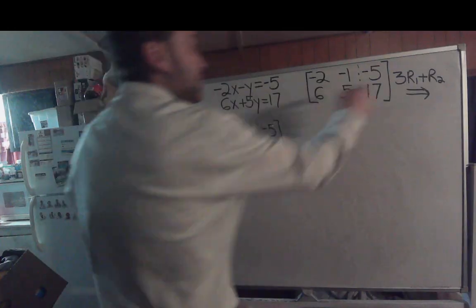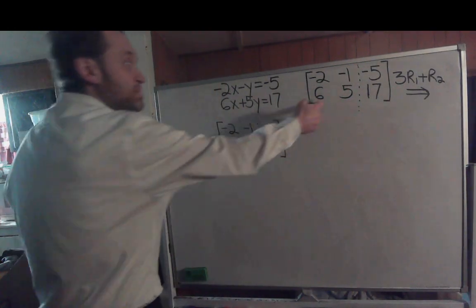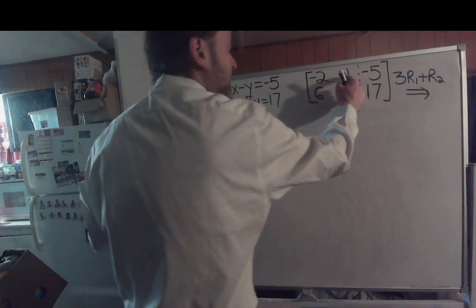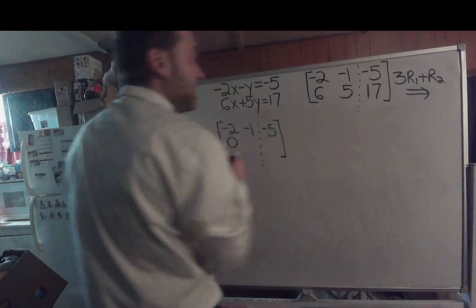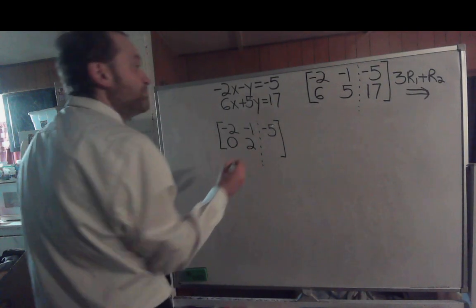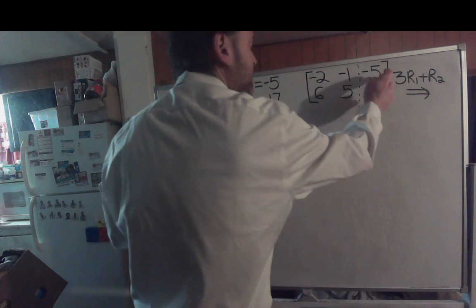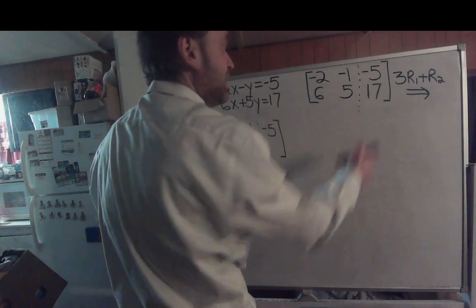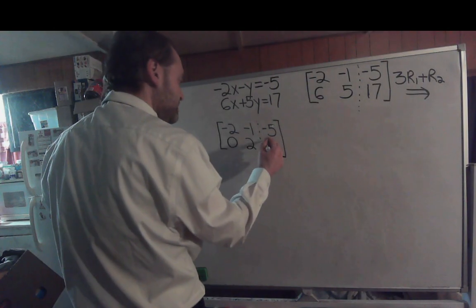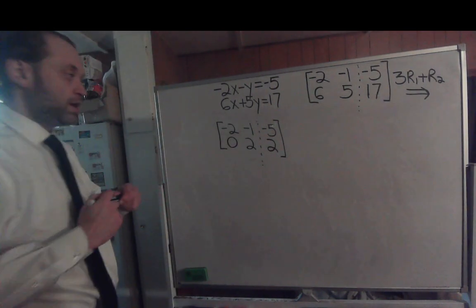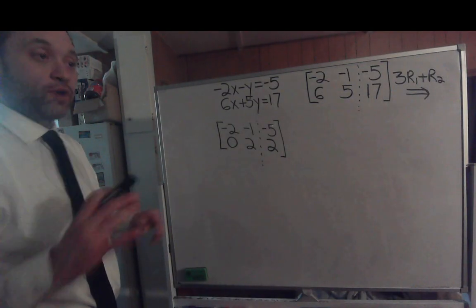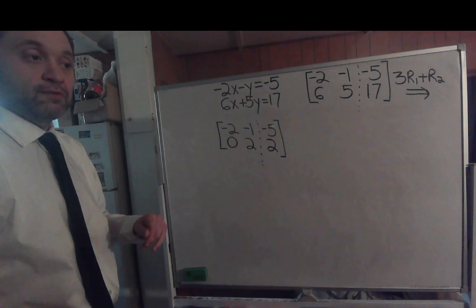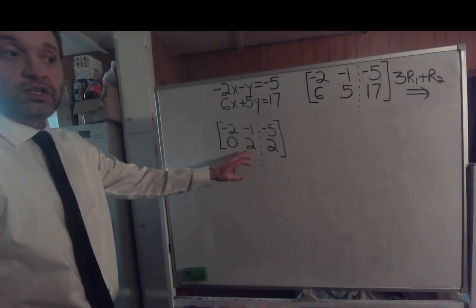Now, take 3 times that negative 2, which is negative 6, plus that 6, well, that's 0. Take 3 times that negative 1, which would be negative 3, plus your 5, that would be positive 2. Then take 3 times negative 5, which would give you negative 15, plus a 17, which would give you positive 2. All right, well, for one thing, it's great that we got a 0 as the first number in the second row, but it's still not in row echelon form because the leading digit's a 2 and it's not a 1.